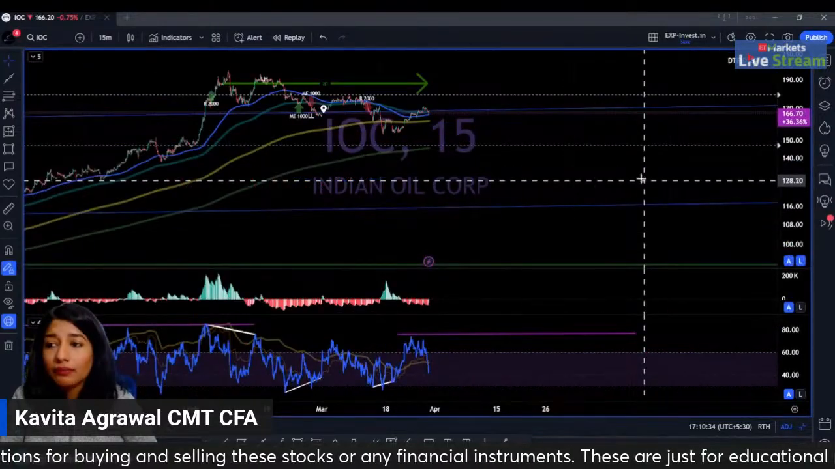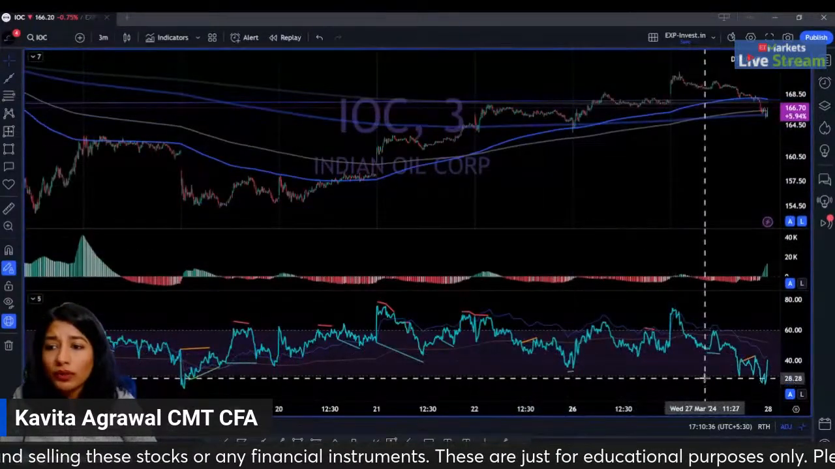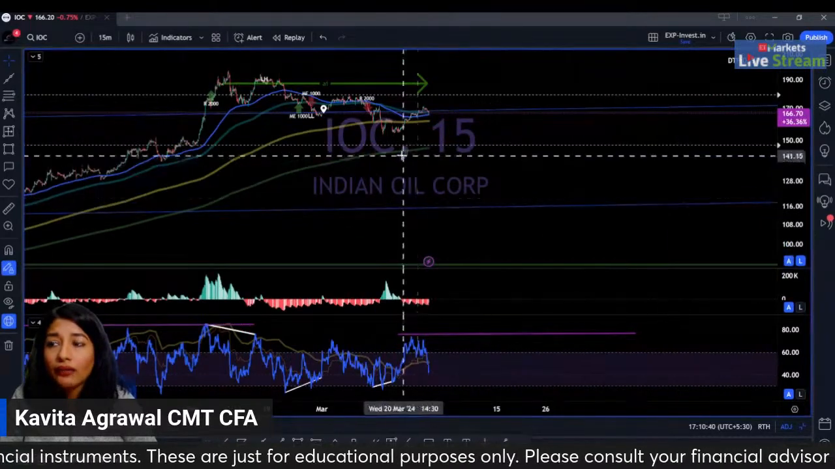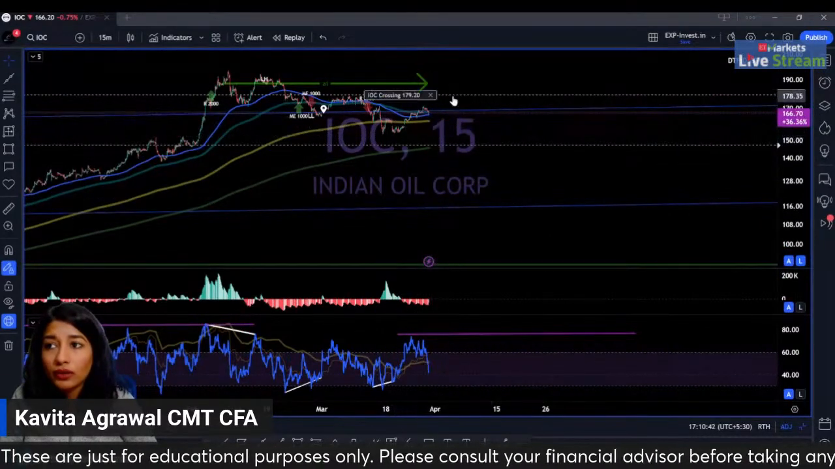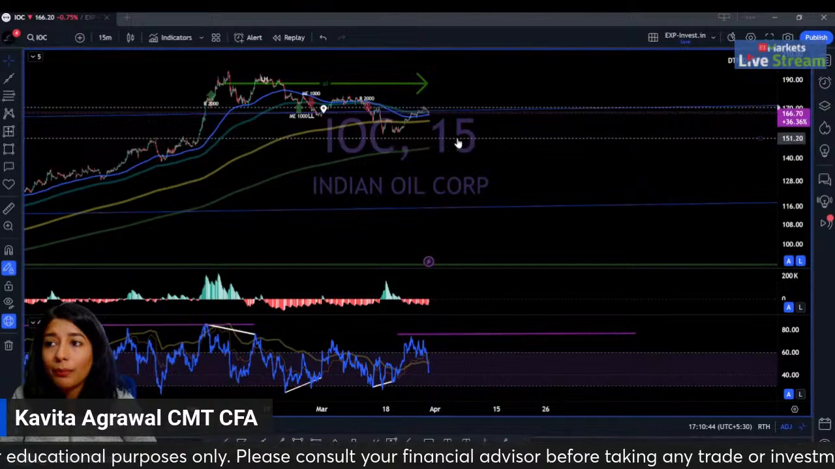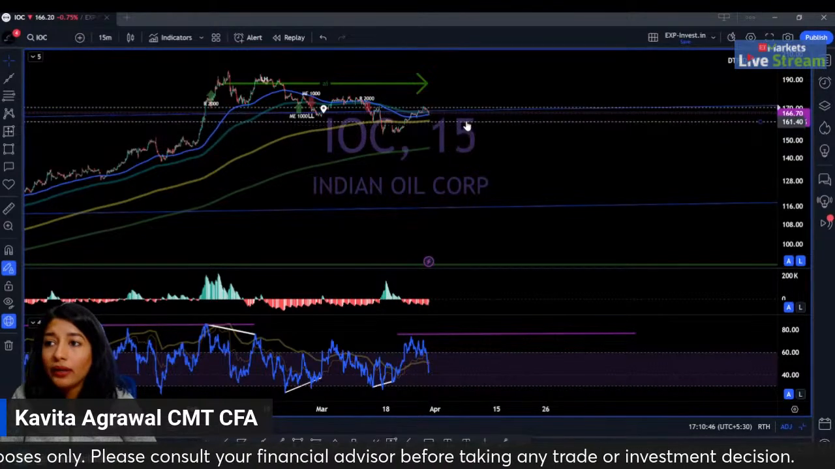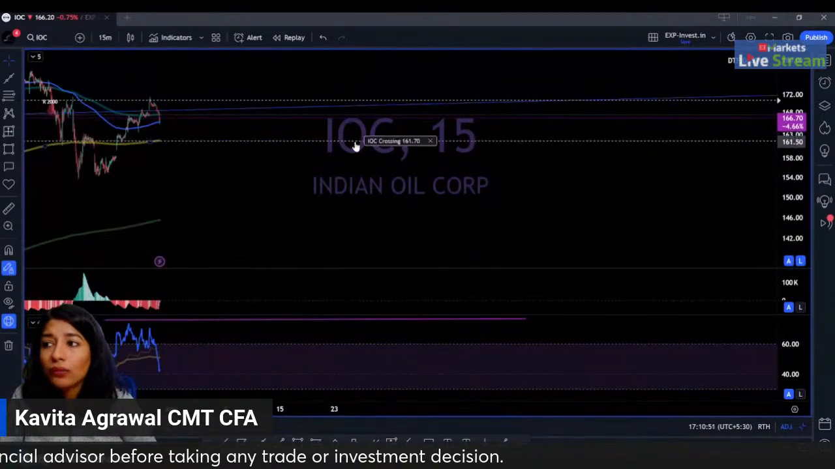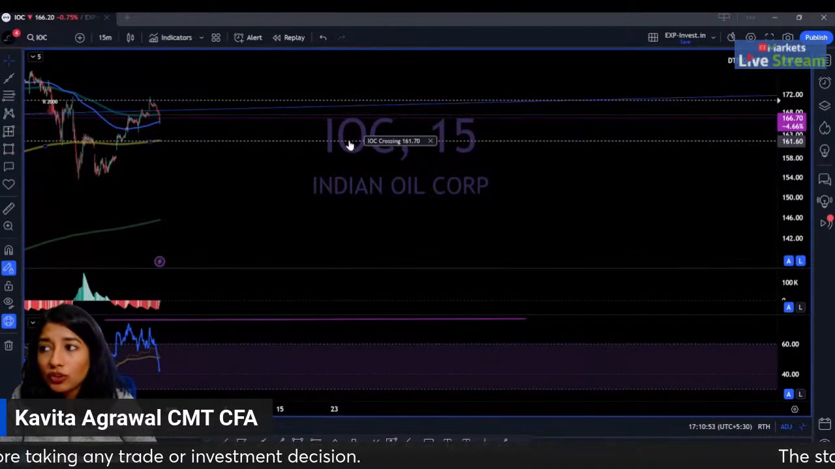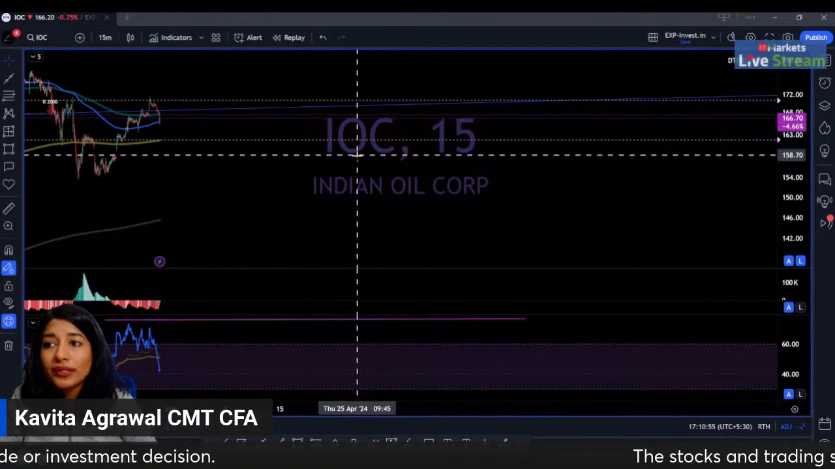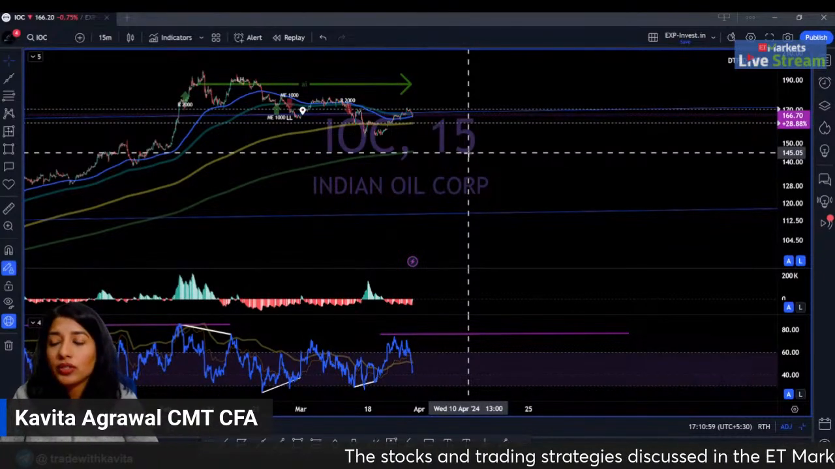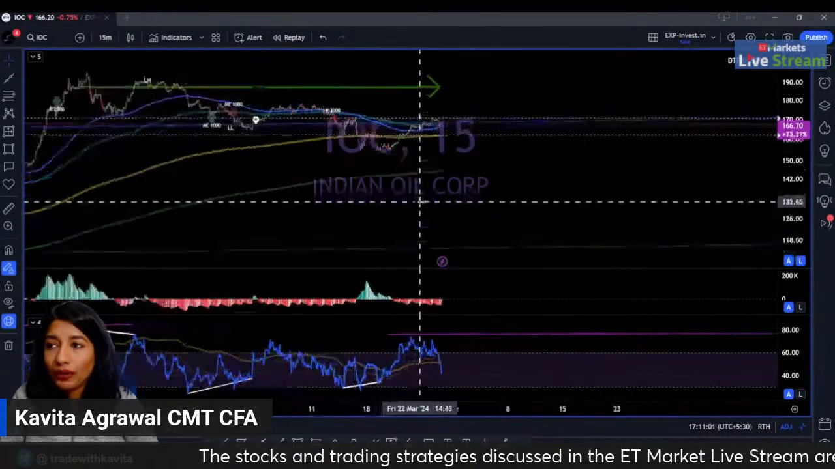So what I would do is I would set up an alert at the level of 30. And I would wait for that to get triggered for a better entry point, right? There is this yellow line, which is the 50 EMA. So I would want to potentially enter the stock somewhere around 160. So 160 rupees to 162 rupees would be a good entry point for this stock.